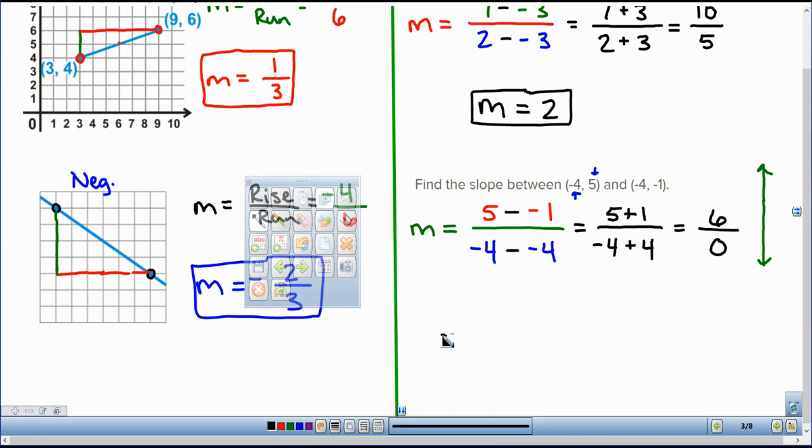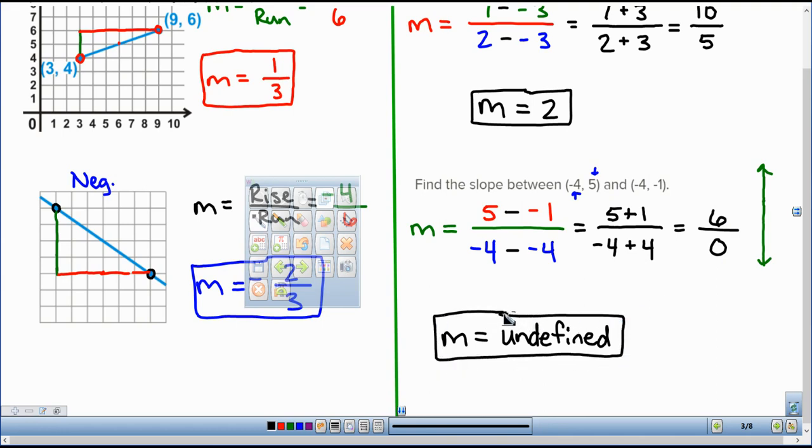That actually has a slope that is called undefined. And that's because we can't divide by 0. We don't know what that value is. 0 divided by 6, that is a value we know. That's 0. But 6 divided by 0 is undefined. And undefined slopes will lead us to a vertical line, as we see here.